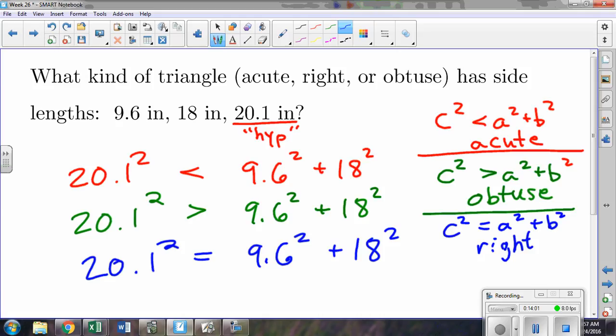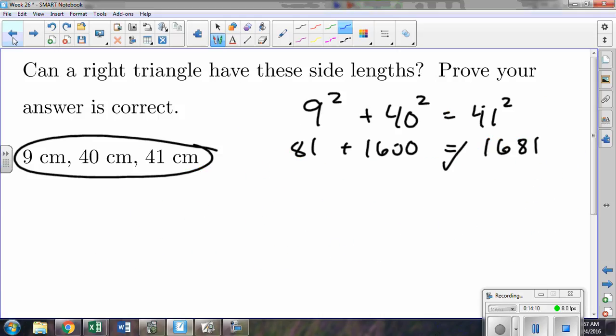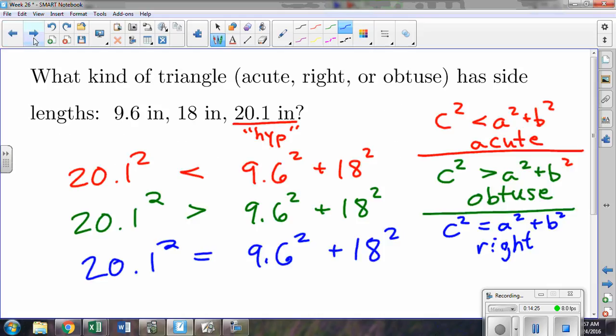So basically, all we have to do is put the same information into the calculator. It's the exact same work as we were doing before. Leg squared plus leg squared, and we're comparing it to the hypotenuse squared. The only difference, though, is are we comparing it for equal, or are we comparing it for less than, greater than? That's all. So which one do we wind up with? Let's crunch our numbers and find out.